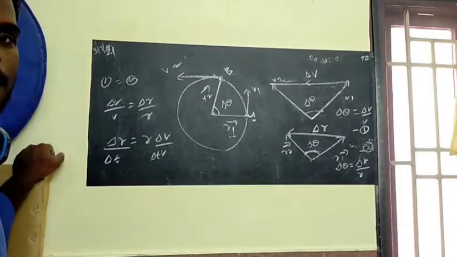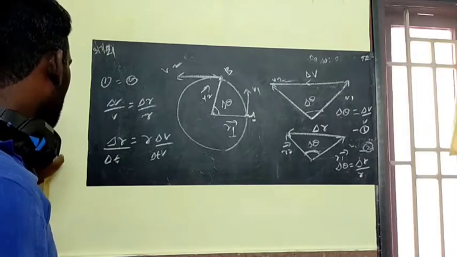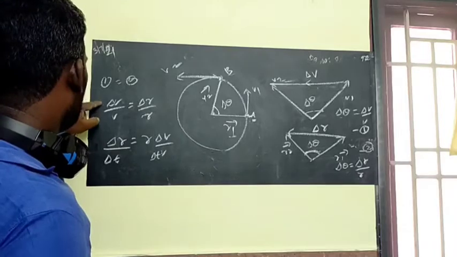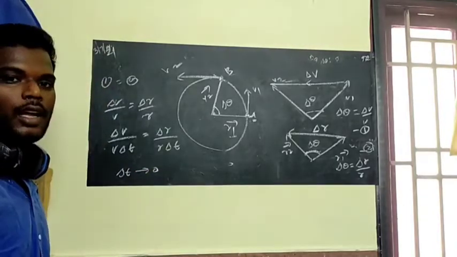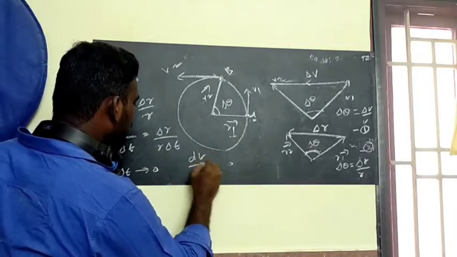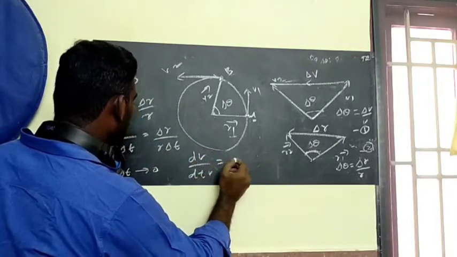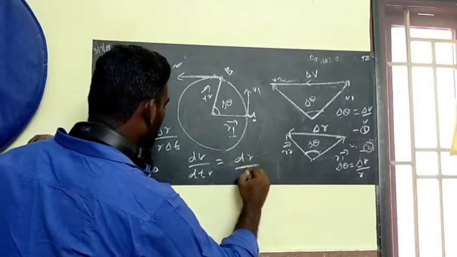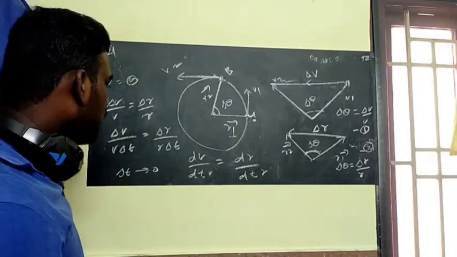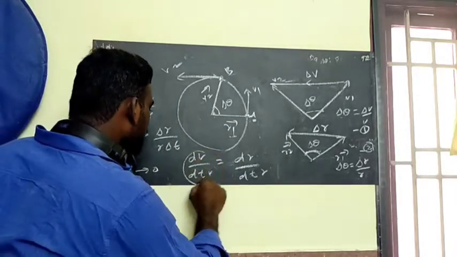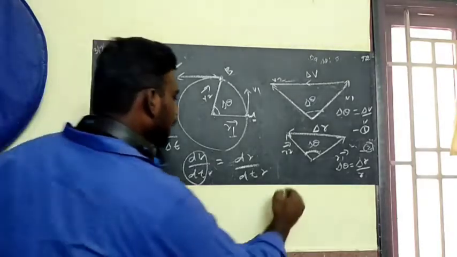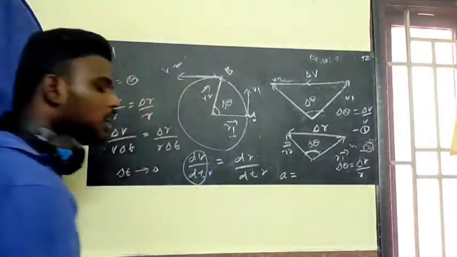Here also I can put the del T. Is that clear? Fine. So coming to this one, as del T approaches 0, what will happen? We can change this as dV by dt into V is equal to dr by dt into R. And here you can see, what is dV by dt? dV by dt is called acceleration.